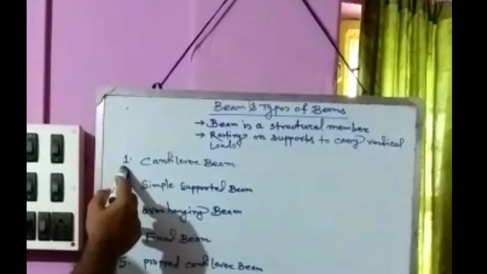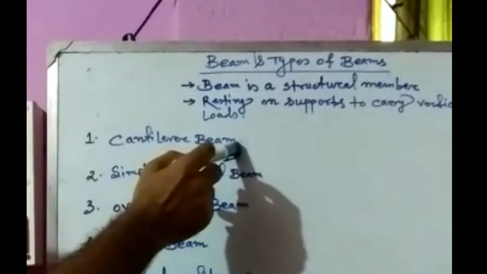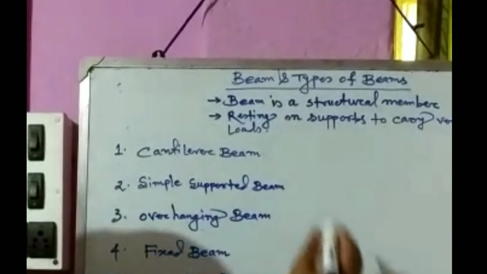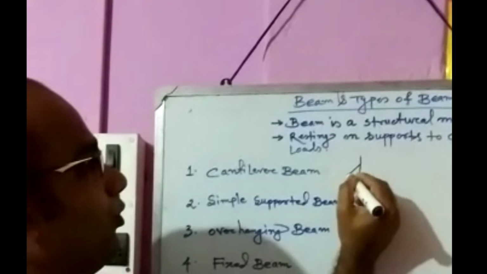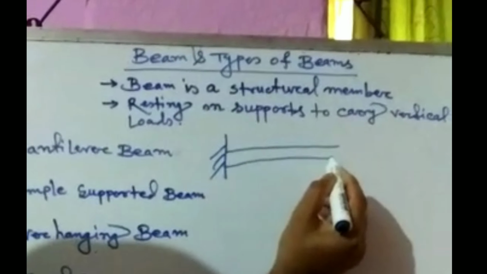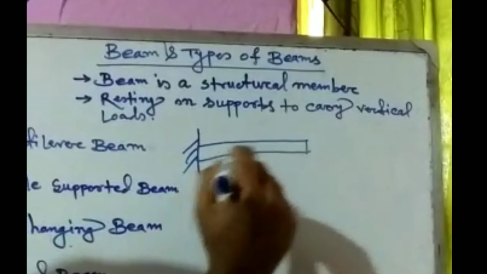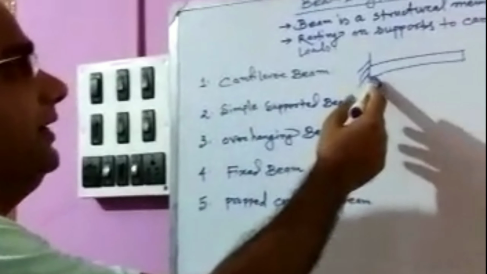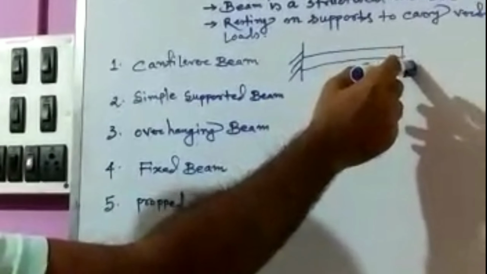So this beam can be classified into mainly 5 types. I come to point number 1 here: cantilever beam. What is a cantilever beam? In a cantilever beam, one part of the beam is fixed and another part is totally free. One end is fixed and the other end is free.